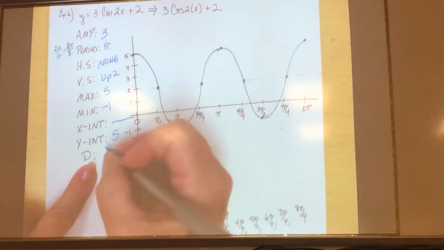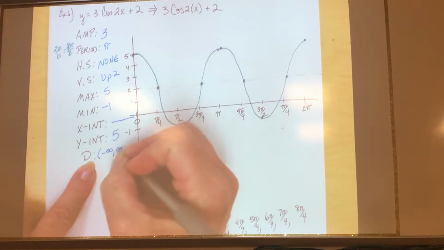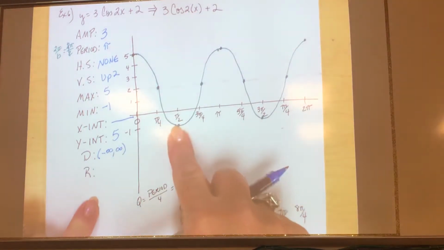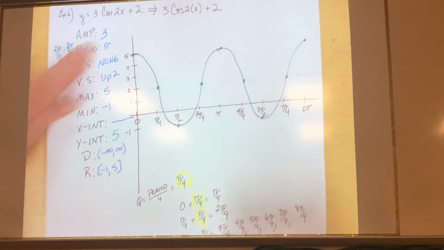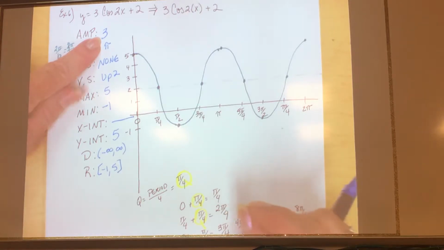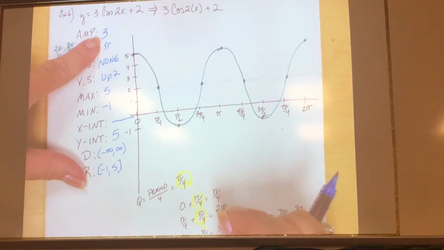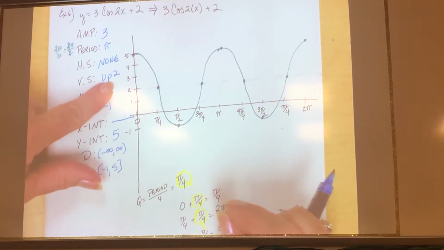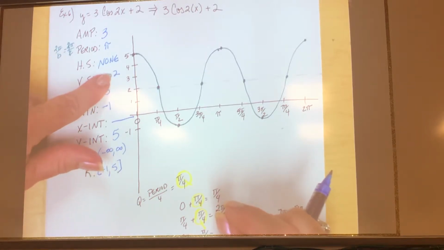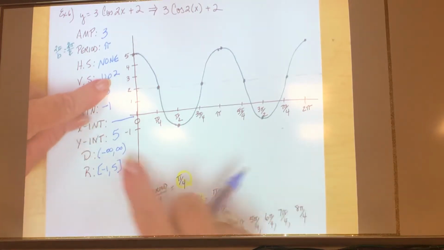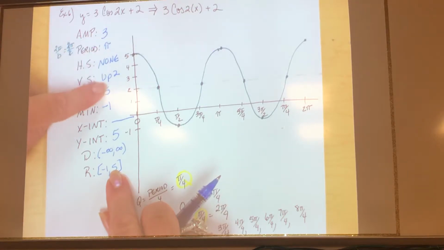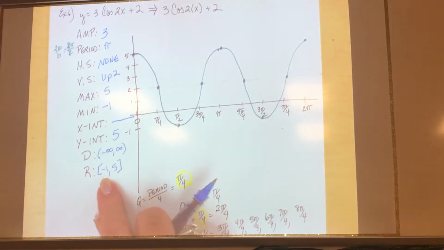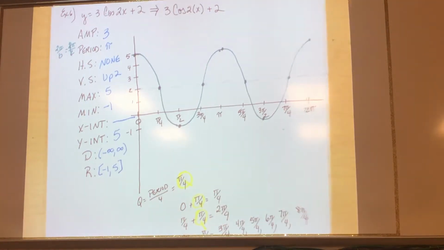All right, what's my domain? Negative infinity to infinity. And what's my range? -1 to +5, always inclusive. Be careful and don't look at the amplitude and think that's always my range. Watch this. If I go up 2, this is a +2. 3 + 2 is 5. When I go down, it's -3 + 2 is -1. For those of you mathy people that like to do it that way, you can, but you have to be careful. I'm just a picture person myself, so I use the picture.